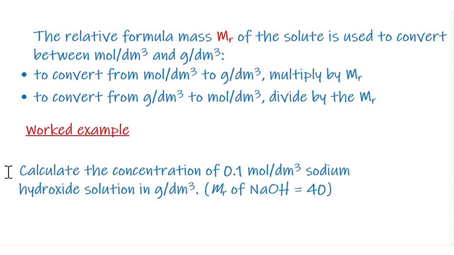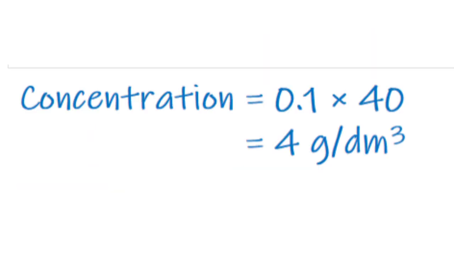So let's do another worked example. Calculate the concentration of a 0.1 moles per decimeter cubed sodium hydroxide solution in grams per decimeter cubed. The Mr of NaOH, sodium hydroxide, is 40. Don't forget to convert from moles per decimeter cubed to grams per decimeter cubed. We multiply by the Mr. So the concentration is 0.1, the Mr is 40, 0.1 times 40, 4 grams per decimeter cubed.